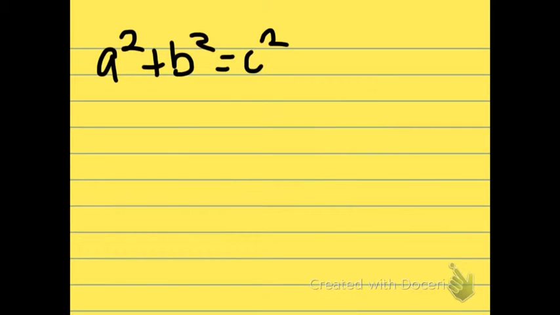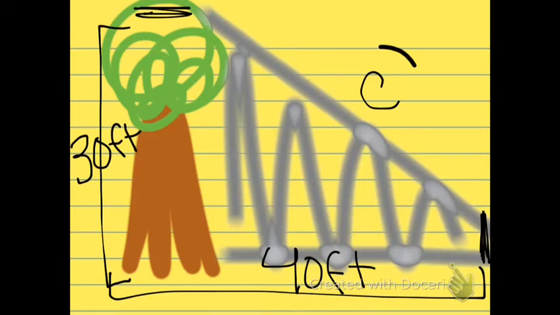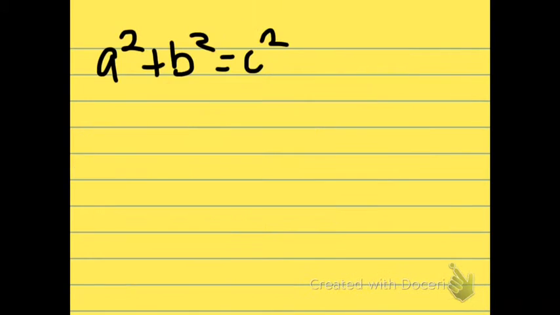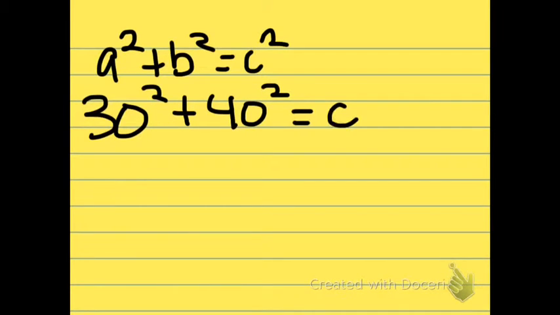So we know that our equation must be a squared plus b squared equals c squared. We don't know the length or distance of c, so that means we only know a and b, which are 30 feet and 40 feet. So 30 squared plus 40 squared equals c squared.